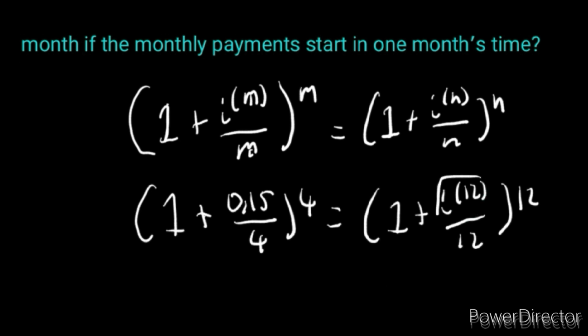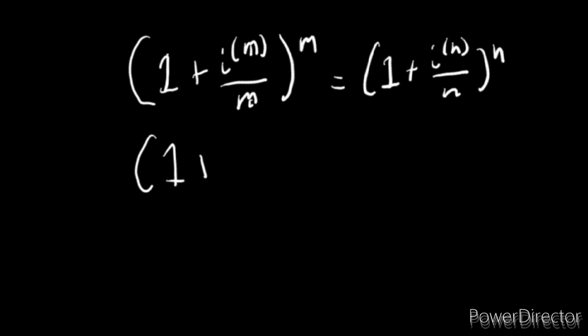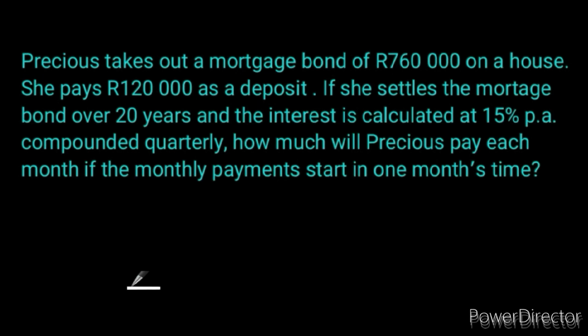So I leave it for you to solve. You have to solve for i12. When you solve for i12, your final answer should be 14.82. So just confirm with me. So this is what we'll use. So we agreed that it's present.